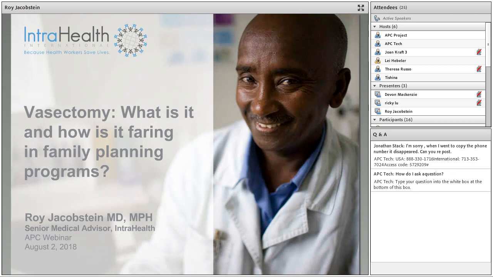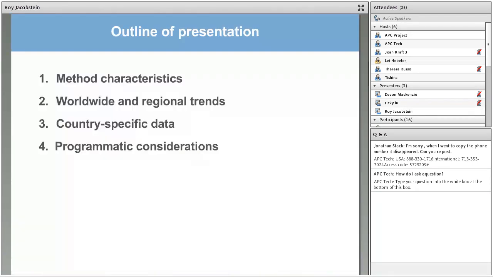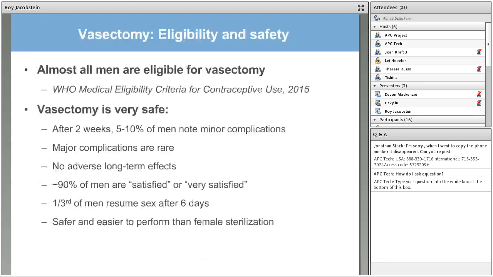Let's review what vasectomy is and then take a look at how it's faring in our programs. The presentation has 4 parts. We'll look at the method itself, we'll look at worldwide and regional trends, we'll look at some country data, and then various aspects of programming.